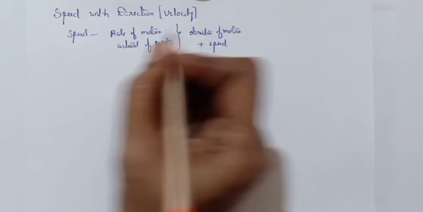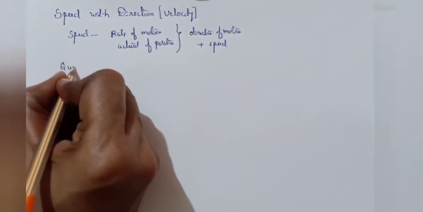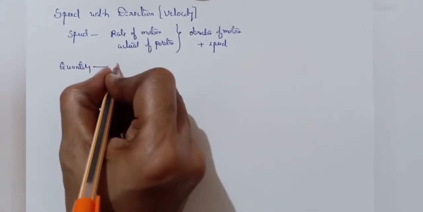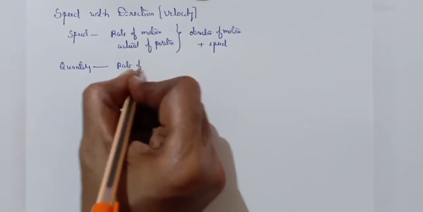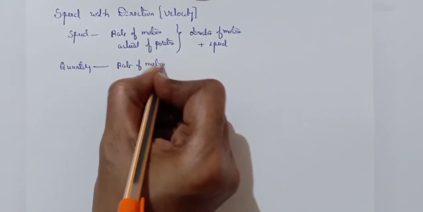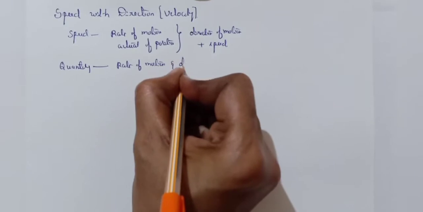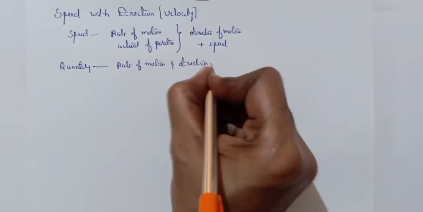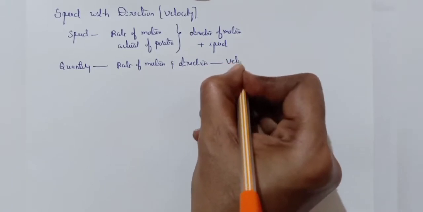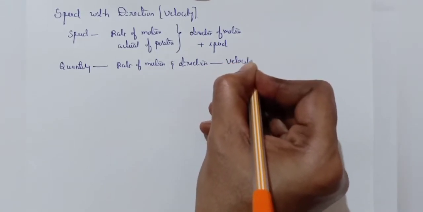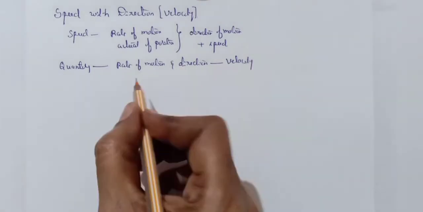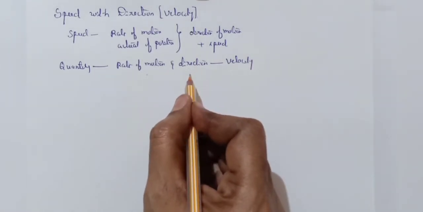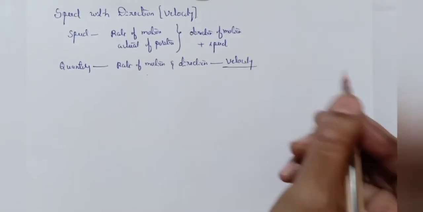So the quantity which specifies the rate of motion of the body and also the direction of motion is called velocity. The quantity which specifies the rate of motion of the object and also the direction of motion of the object is called velocity.